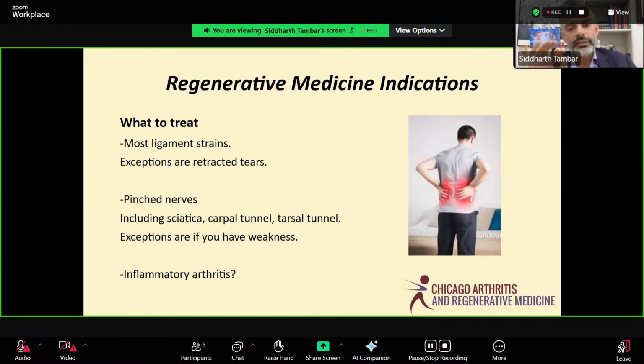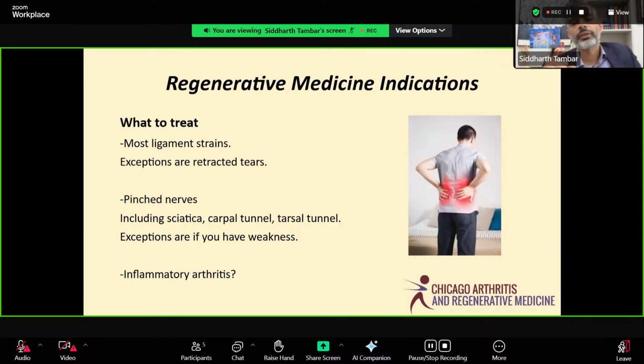What about ligament strains? Absolutely. Again, the exceptions are if you have a ligament that is so badly torn, it's fully retracted. That we cannot necessarily help with, but otherwise strains where the ligament is still generally intact can still benefit from treatment. If you have a pinched nerve, that can include a pinched nerve in the lower back, like sciatica, a pinched nerve at the wrist, pinched nerve at the knee or the ankle. Again, exceptions would be if you have more significant weakness, which can indicate that you've had such significant impingement of the nerve that surgery probably would make sense.